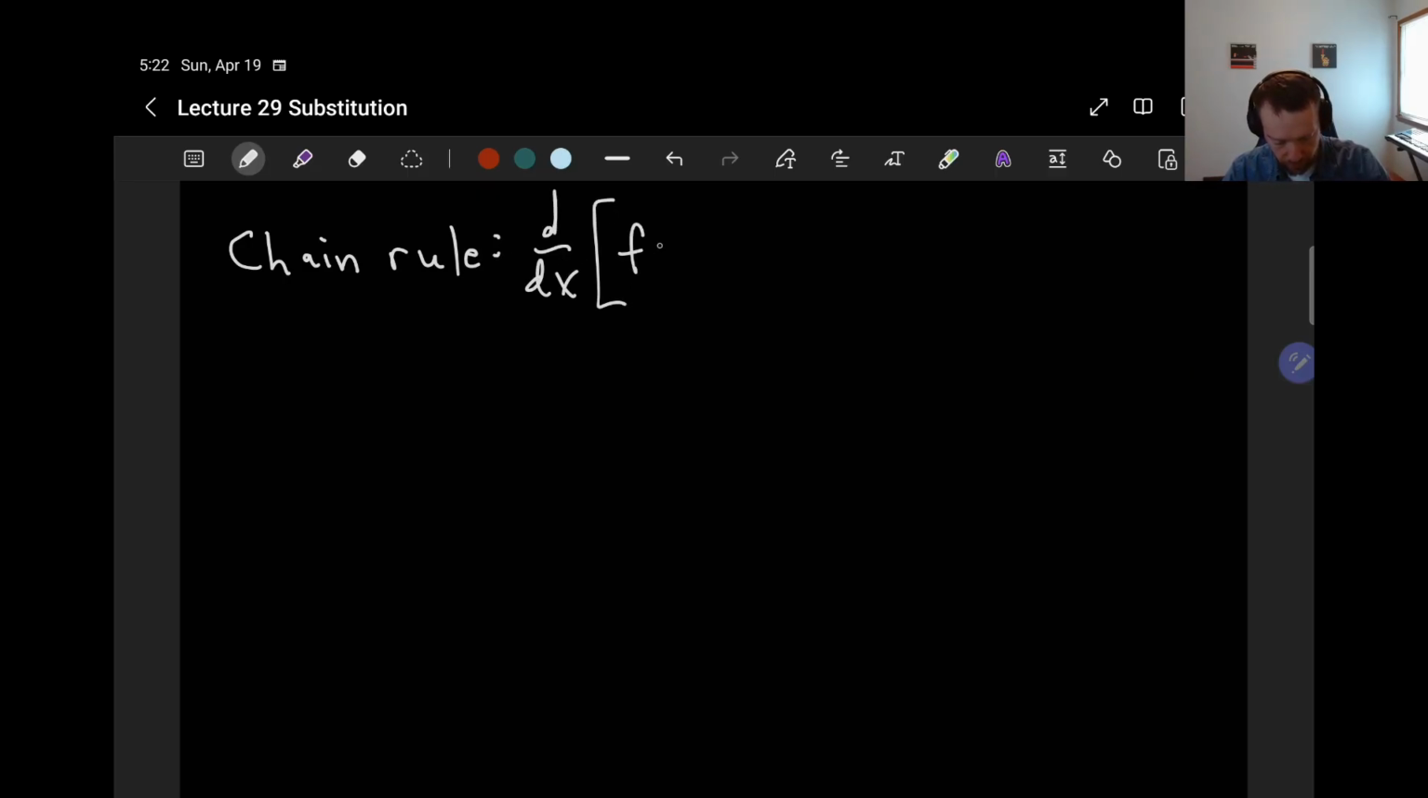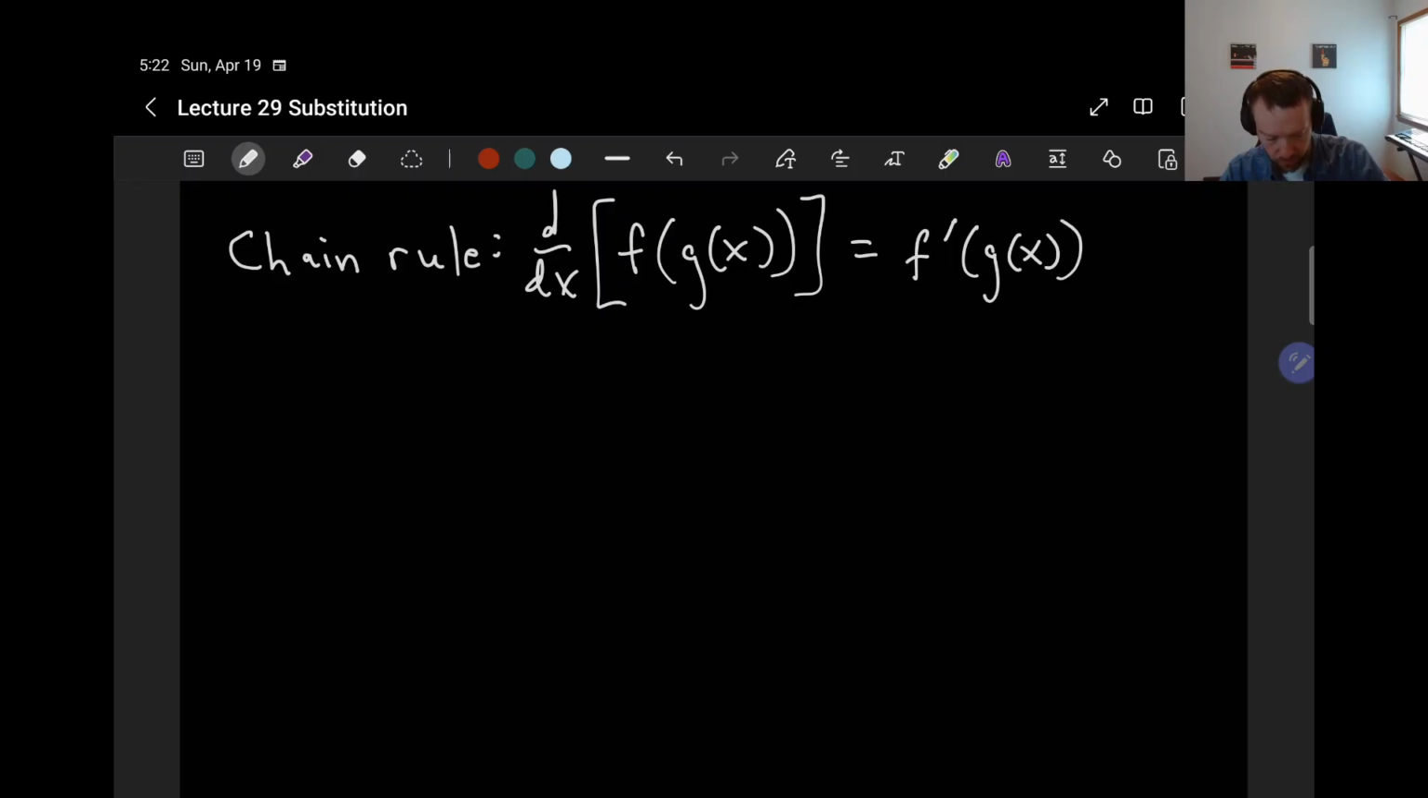If I take the derivative of a function composition like this, where g of x is inside of f, then you take the derivative of the outer part, leaving g alone, and then you multiply by the derivative of g. So that's review. Now, what if we reverse this using integration?